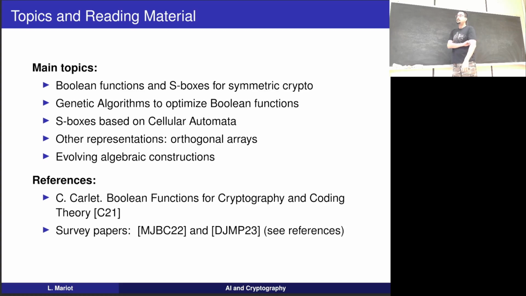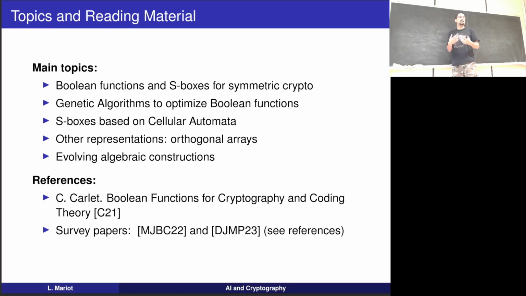And then we will move to other representations, different from those that we see in the first part. So the use of orthogonal arrays, which are combinatorial objects that will be used to define in a different way certain properties of Boolean functions. And finally, the most interesting topic, at least in my opinion, which is the use of evolutionary algorithms or AI optimization methods to evolve what are called algebraic constructions.